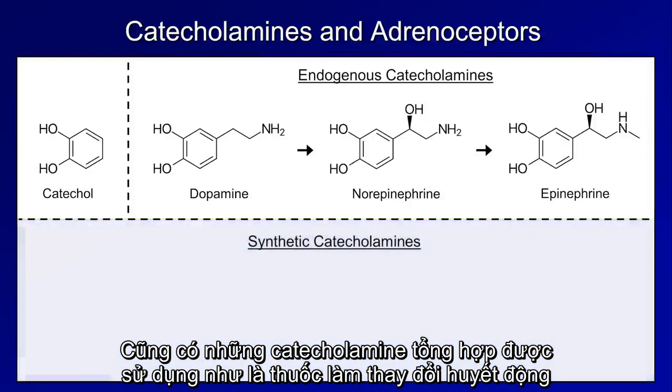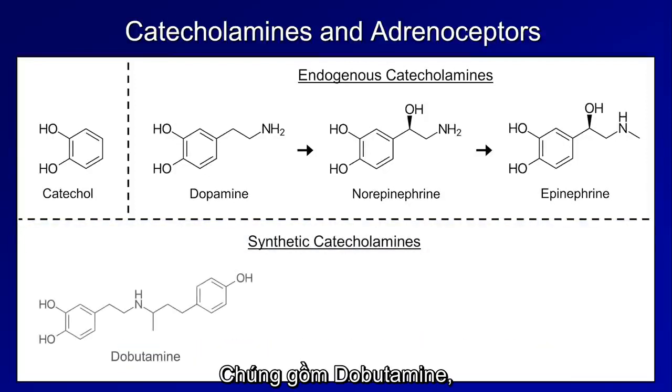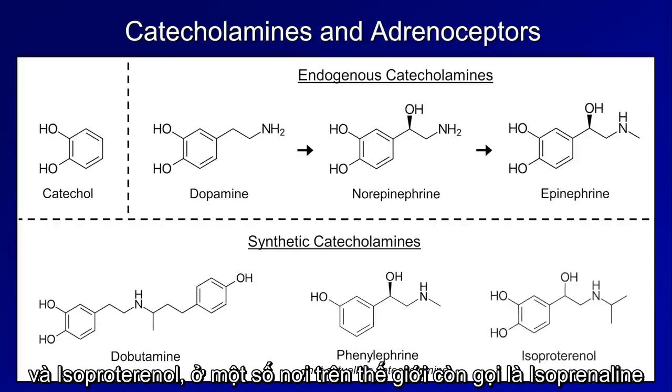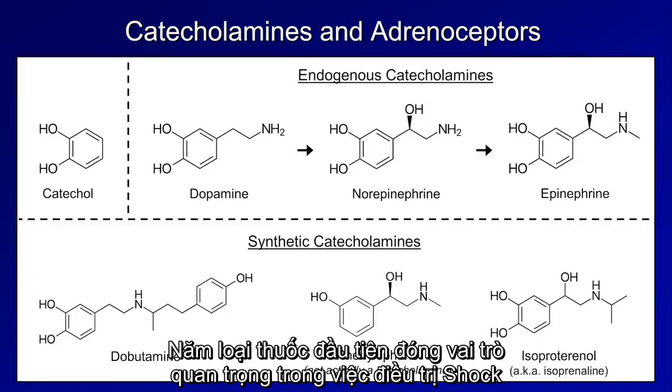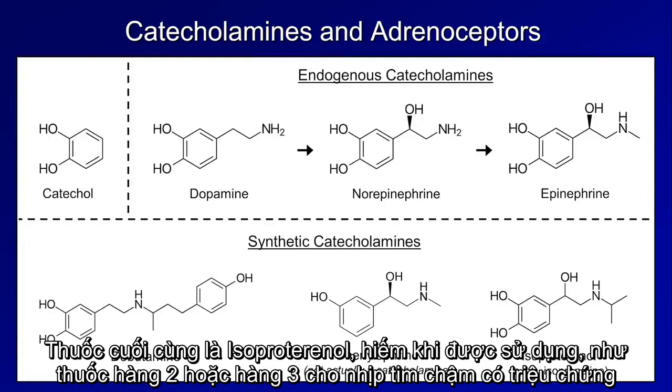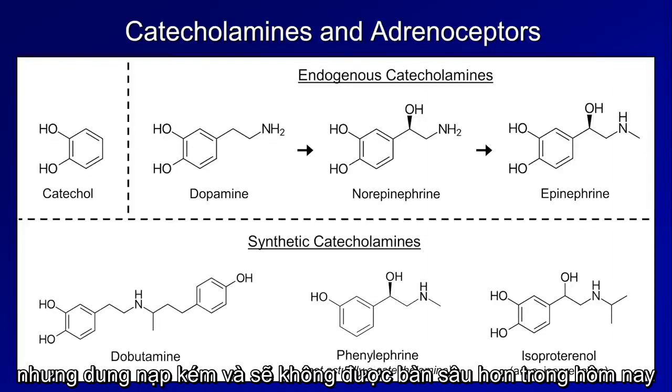There are also synthetic catecholamines which are used as medications to alter hemodynamics. They include dobutamine, phenylephrine, which strictly speaking is not actually a catecholamine, and isoproterenol, known in some parts of the world as isoprenaline. The first 5 of these drugs play an important role in the management of shock, in which these small differences in structure can result in significant differences in hemodynamic effect. The last drug, isoproterenol, is rarely used as a second or third line agent for symptomatic bradycardia, but is poorly tolerated and won't be discussed further today.